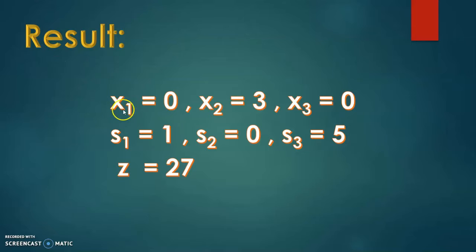The result is x1 is equal to 0, x2 is equal to 3, x3 is equal to 0, s1 is equal to 1, s2 is equal to 0, s3 is equal to 5, and the last z is equal to 27.